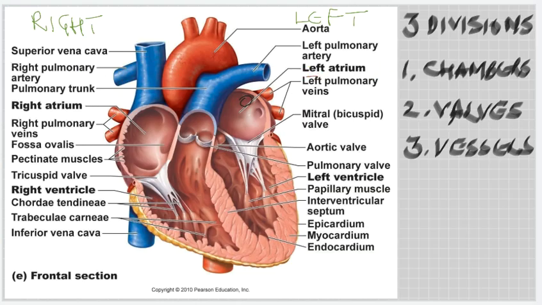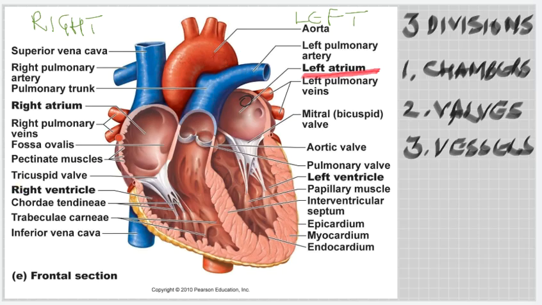The left auricle here, left atrium, receives the oxygenated blood from the lungs via certain blood vessels, which we'll talk about later. This blood from the left auricle is pumped into the left ventricle, and then the left ventricle pumps this blood out into this big massive vessel called the aorta.